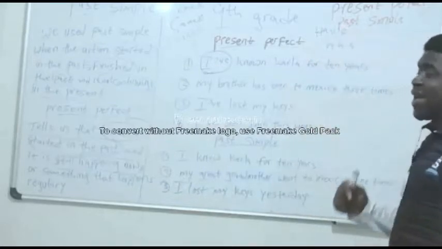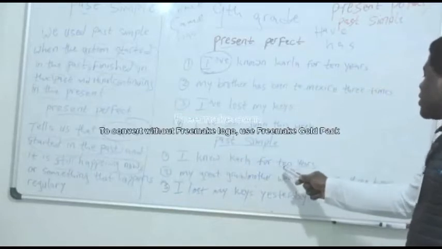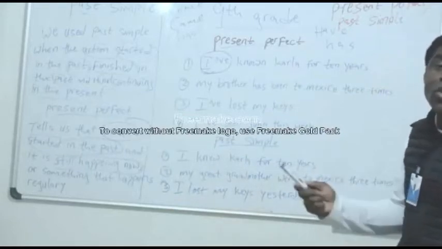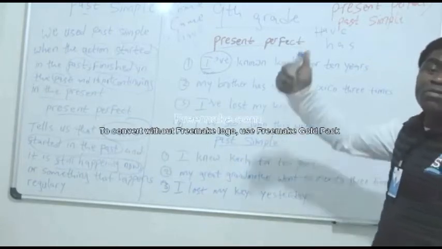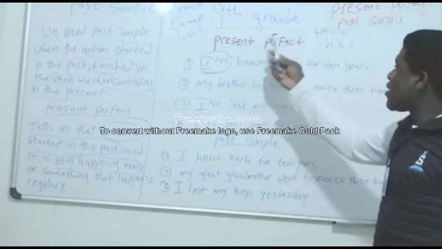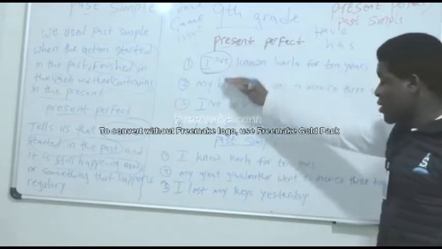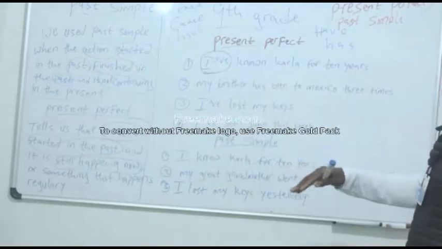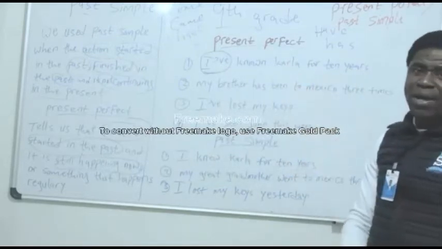So, what are the examples? I knew Kala for 10 years. That means you have known Kala for 10 years, which is present perfect. I have known Kala for 10 years, present perfect. I knew Kala for 10 years: started in the past and finished in the past.